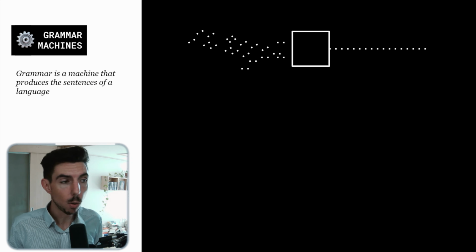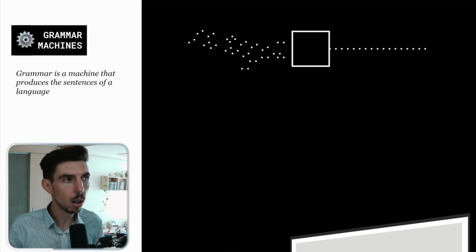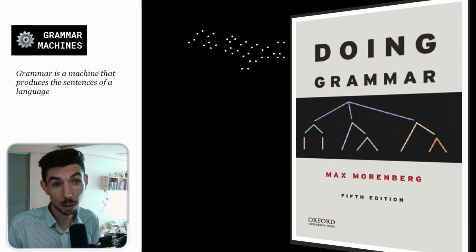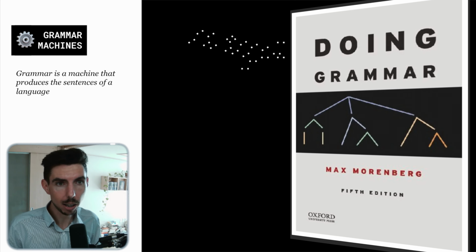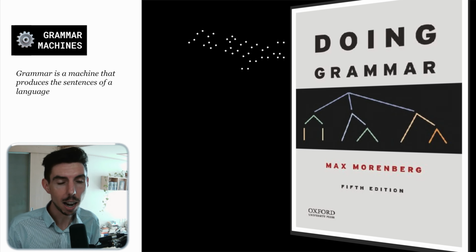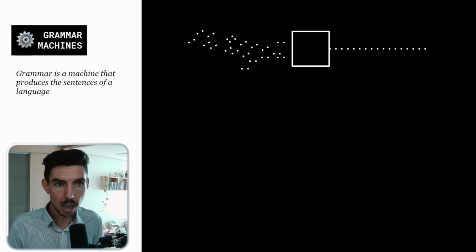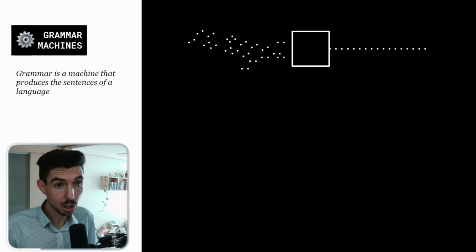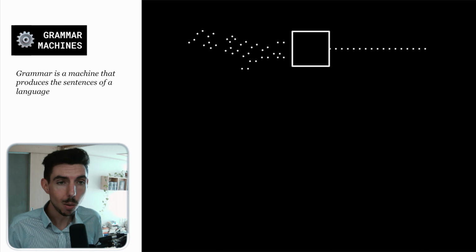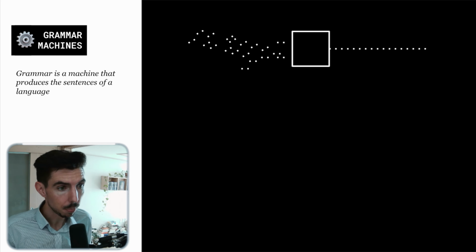Now, when presenting grammar to students, I love to begin with this metaphor, which I came across in a book called Doing Grammar by Max Morenberg. If you're a language geek like me, I highly recommend it, because that book changed the way that I look at language. So what is grammar really? Well, an excellent way to think about it is to think of it as a machine. It's a machine that produces the sentences of a language. A language is not just this pile of words. We need to give it some structure in order for them to mean anything. Let me show you what I mean.